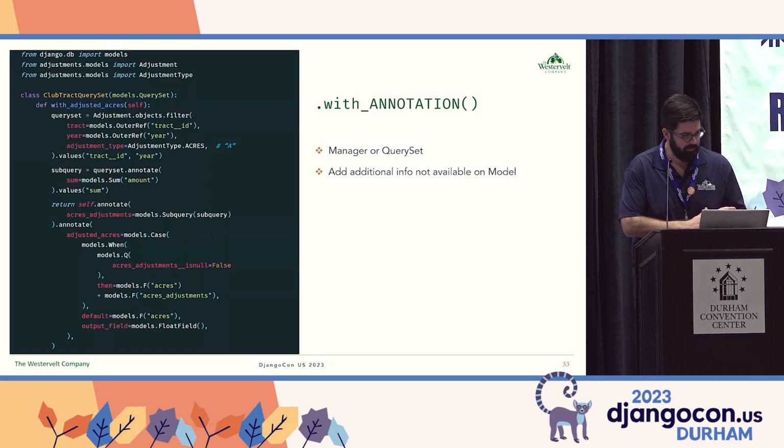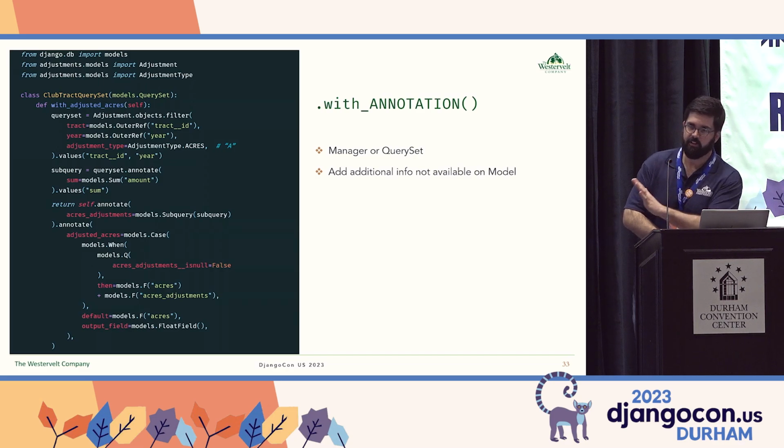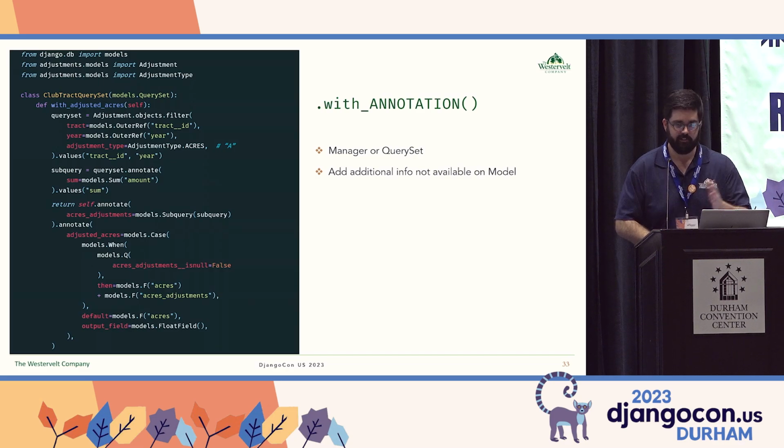It's grabbing all the adjustments, using a subquery. And once again, a lot of complex ORM code, but it's all right there. Subquery, outer refs referencing that subquery, annotations, case and when again, and then F expressions adding the adjustments to the acres if they're found. Hopefully you can sort of get what's going on there, or at least.